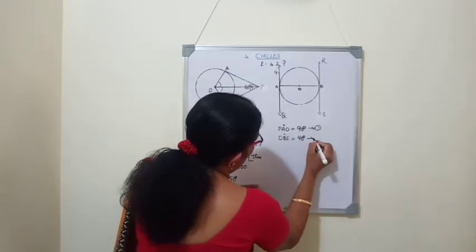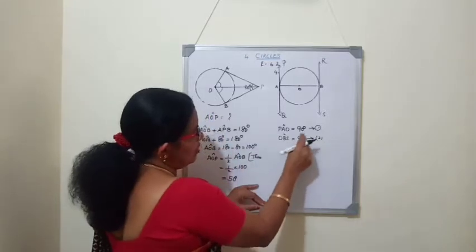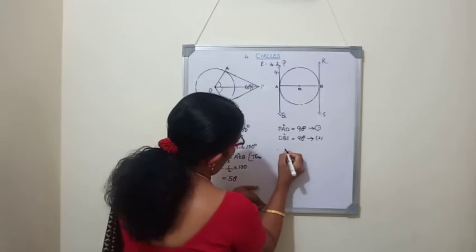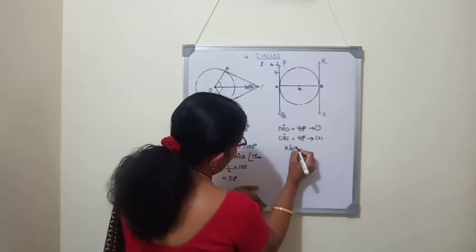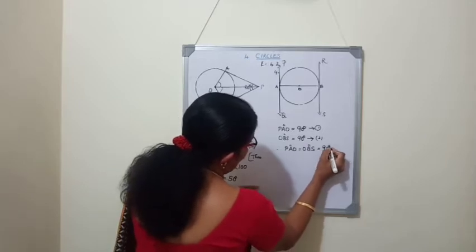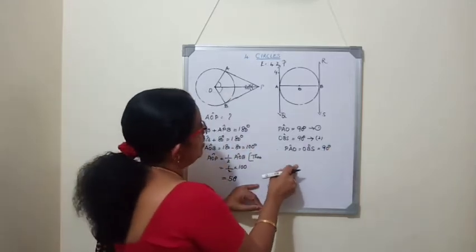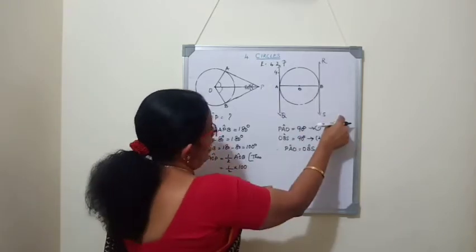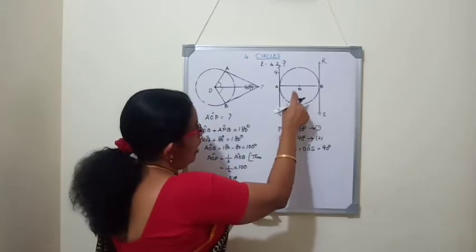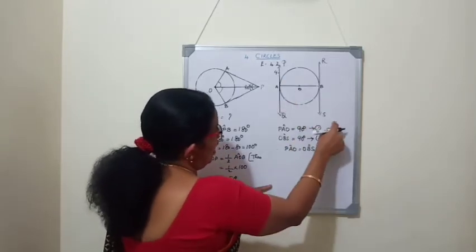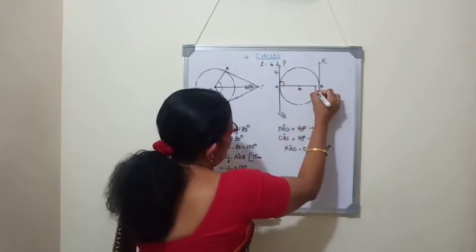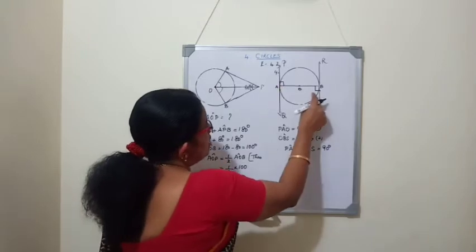Equation 1 and equation 2. So both the equations' RHS are equal, therefore the LHS will be equal. So from 1 and 2, we can write angle PAO is equal to angle OBS and both are equal to 90 degrees. Last year we learned that if two lines are parallel and this is the transversal, then the alternate angles are equal. So here we said these two angles are equal.